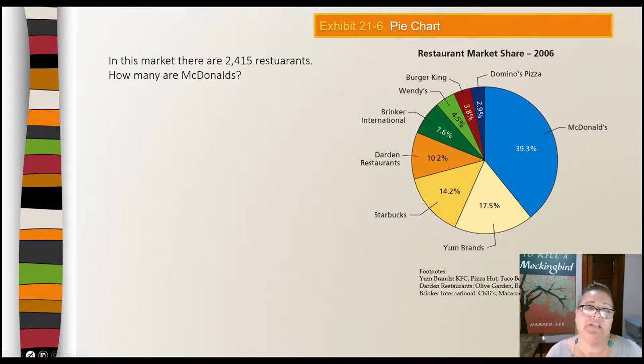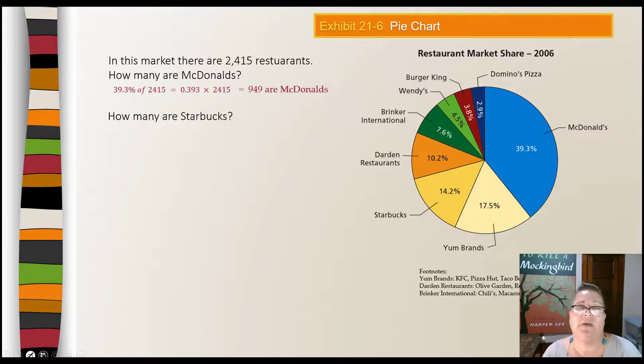All right, in this particular market, there are 2,415 different restaurants. How many of them are McDonald's? So McDonald's is 39.3% of that 2,415. So what I'm going to do is change that percent to a decimal, 0.393, and multiply that by the 2,415. Completing that multiplication lets me know that 949 of these restaurants will be McDonald's.